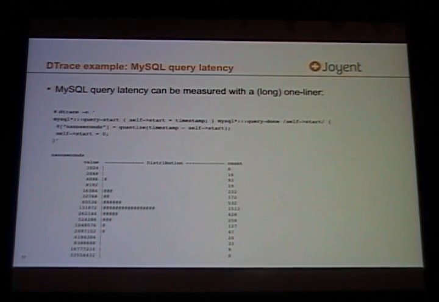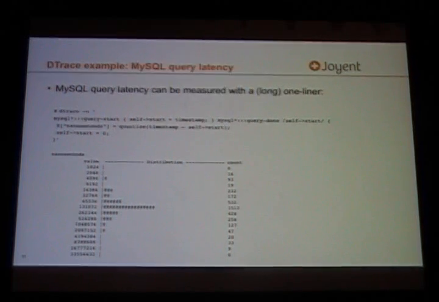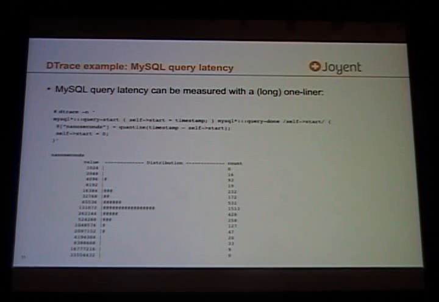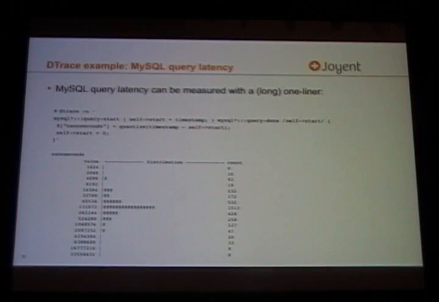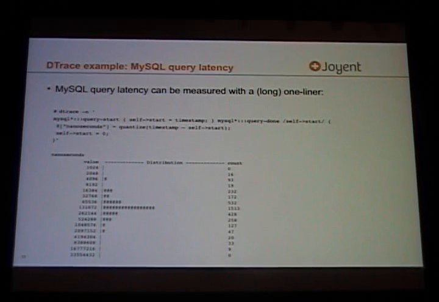In the first one, when we start a query, we grab a timestamp. That's a high-resolution timestamp. And when the query completes, we aggregate the difference between the current timestamp, which is now sometime later, and the one that we saved before. Don't worry if you don't understand the actual D here. The point here is kind of higher level than that.